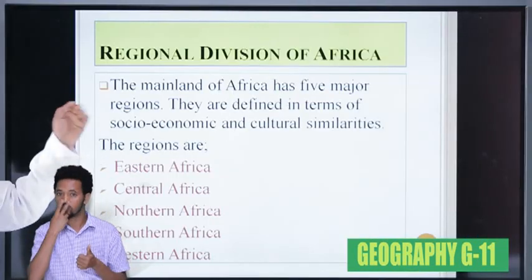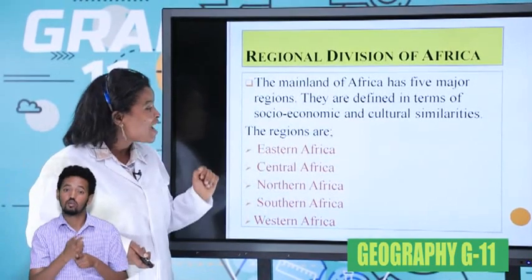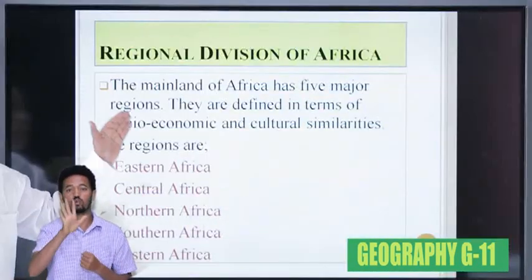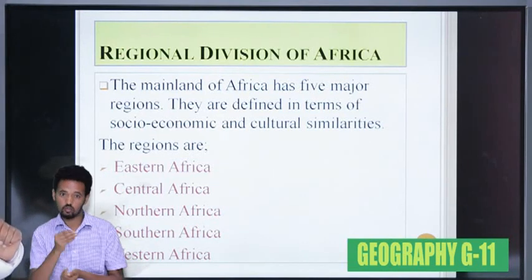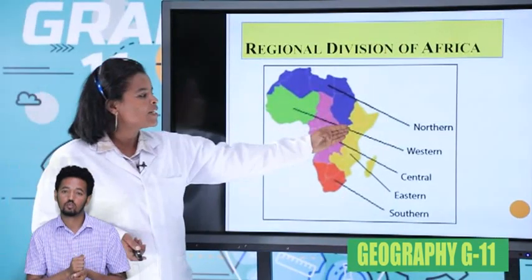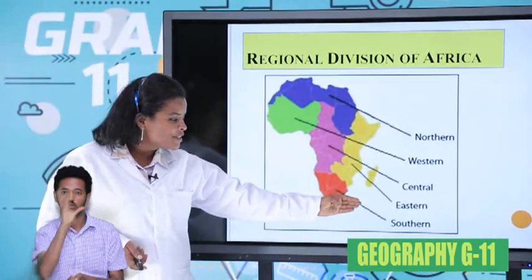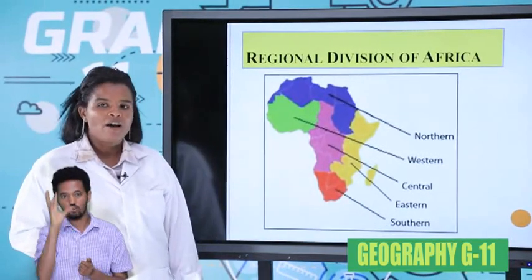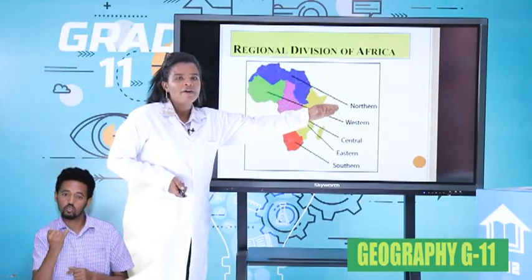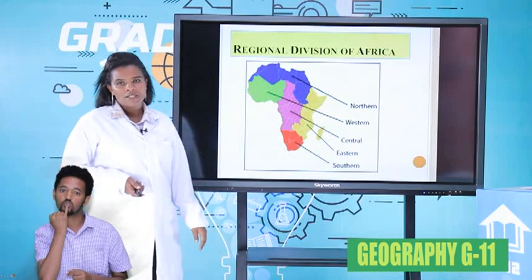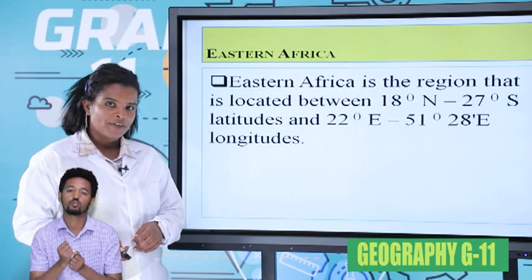When you see the regional division of Africa, the mainland of Africa has 5 major regions. They are defined in terms of socio-economic and cultural similarities. The regions are Northern Africa, Western Africa, Central Africa, Eastern Africa, and Southern Africa. In terms of area, the largest is Northern Africa, the smallest is Southern Africa.